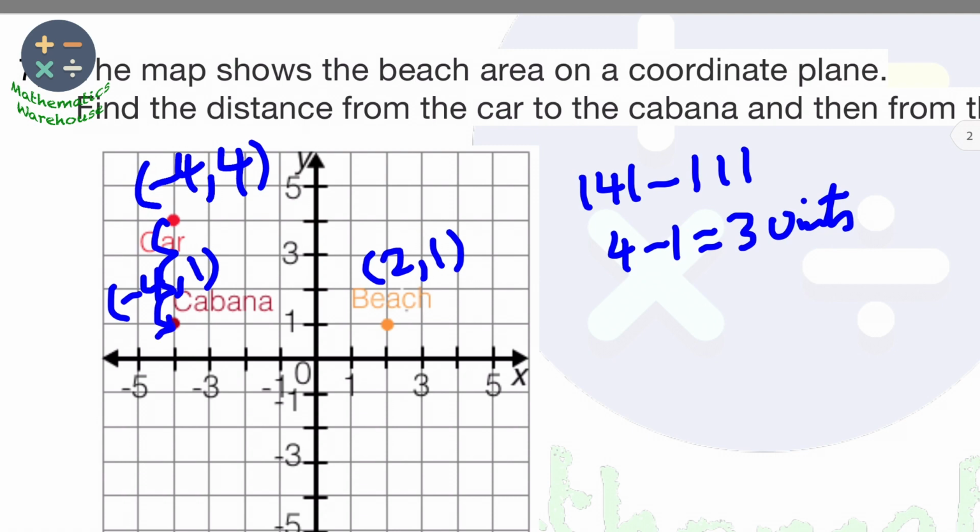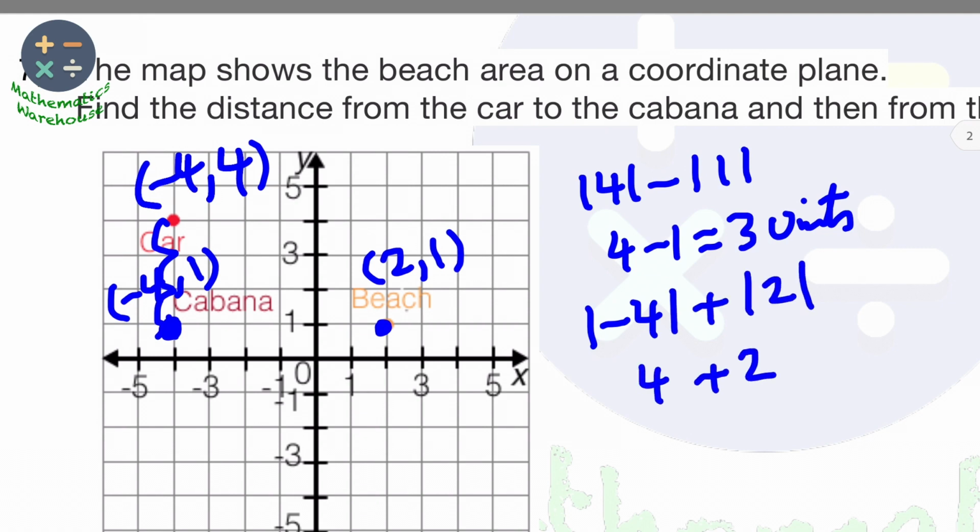Now the distance between the cabana and the beach. They have the same y coordinate 1, but the difference is in the x coordinate because they differ horizontally. -4 and 2 have different signs, so we're gonna add their absolute values. So it's the absolute value of -4 plus the absolute value of 2, which is 4 plus 2 equals 6 units.